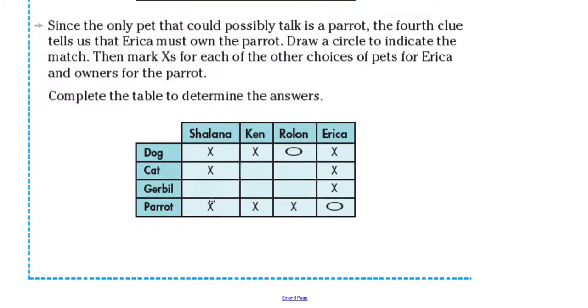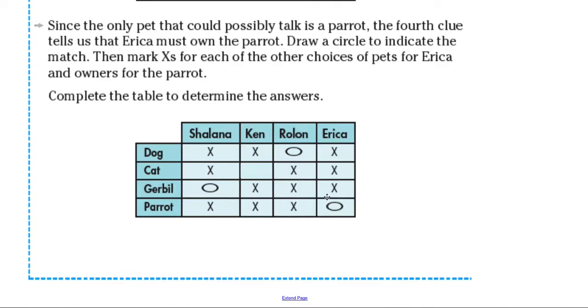Now, look very closely. Since Shalana does not own the cat, the dog, and the parrot, it is logical to think that she owns the gerbil. And since she owns the gerbil, Ken and Roland do not own a gerbil, because we know already that Roland owns the dog.